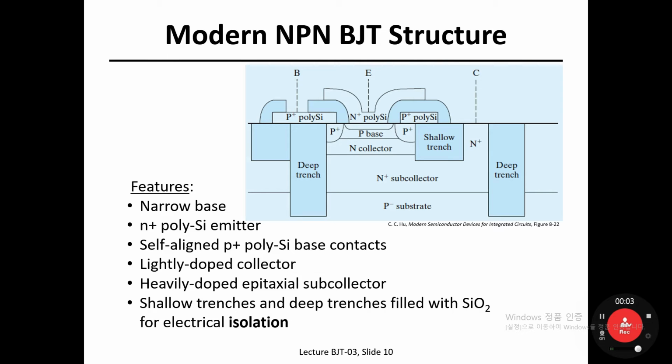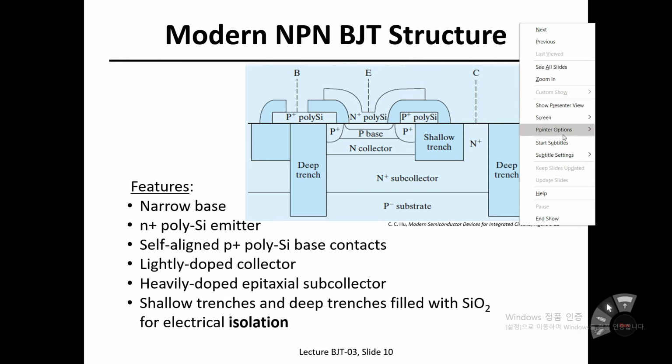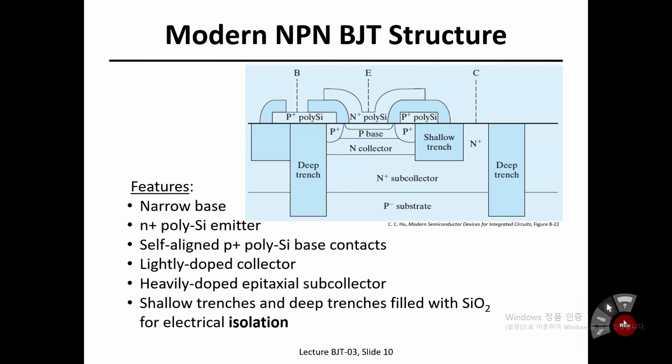Okay, hello everyone. In this movie clip, we are going to begin by taking a look at the cross-sectional view of a modern NPN, not PNP, NPN bipolar junction transistor structure. As shown in this figure, let me bring my electronic pen. You can find the emitter. Instead of crystalline silicon, we have used heavily doped polysilicon.